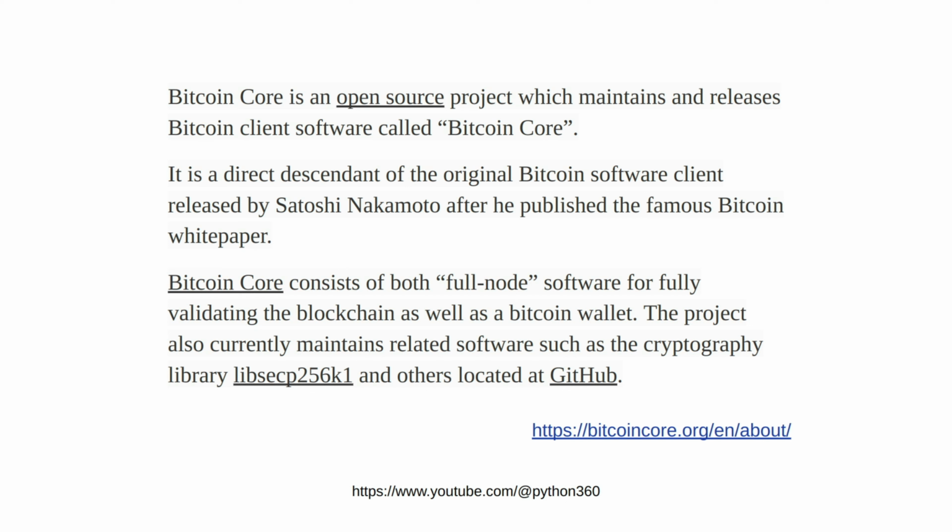Bitcoin Core consists of both full node software for fully validating the blockchain, as well as a Bitcoin wallet. The project also currently maintains related software such as the cryptography library, libsecp256k1, and others located at GitHub. And there's a link there.